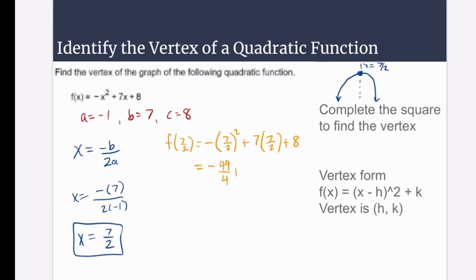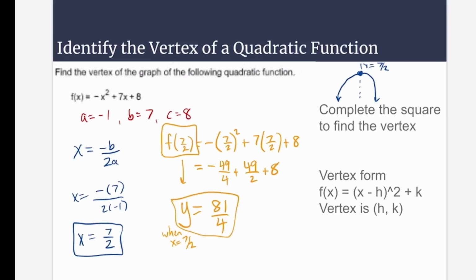But essentially, you will get the y value. When you combine all this together, your y value when x is 7/2 is going to equal 81/4. So then your vertex is going to be 7/2 and 81/4.